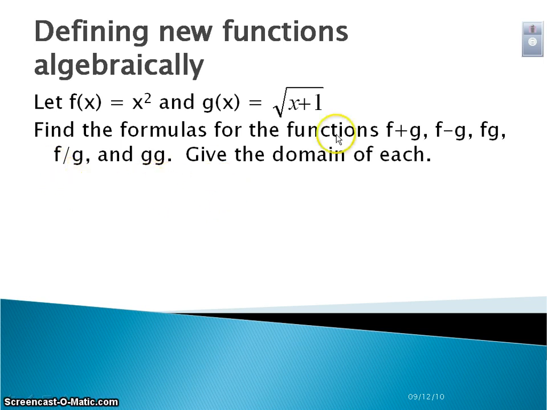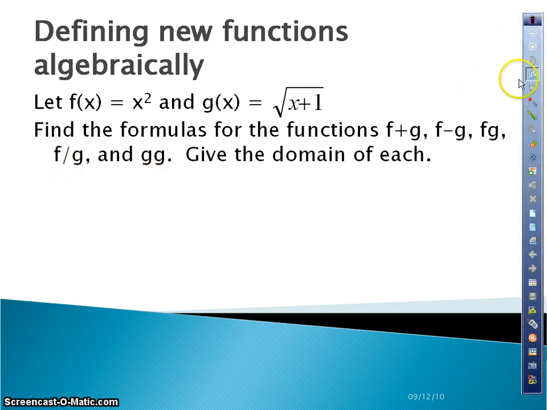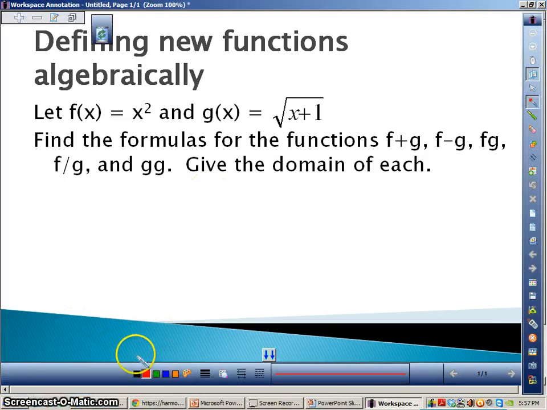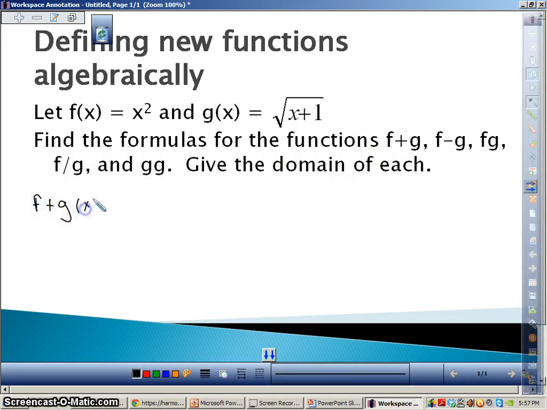So the first thing we're going to do is add. So we're going to do f plus g of x. So we're going to take the f function, x squared, and we're going to add the square root of x plus 1.